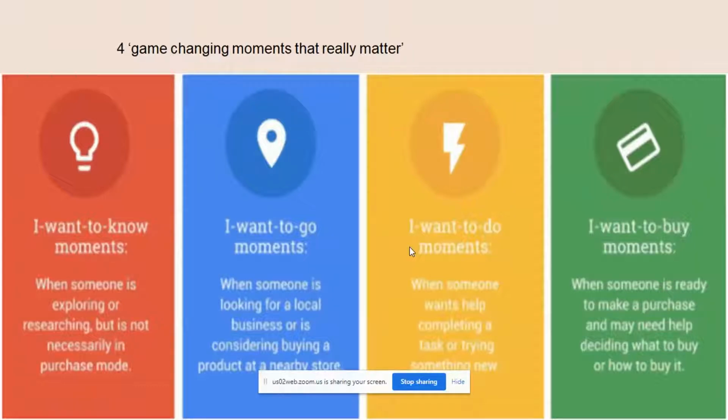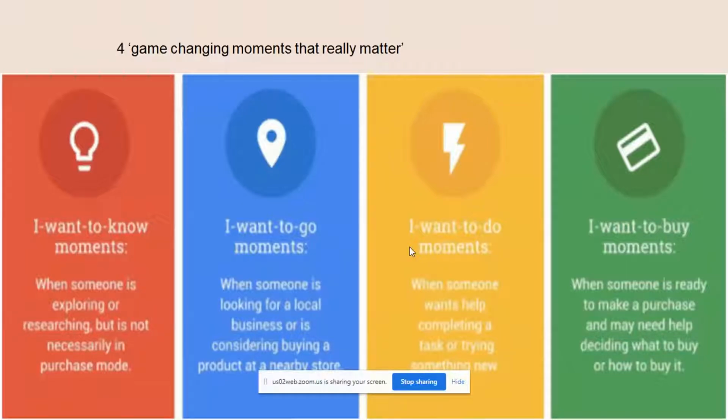Then the second is the I-want-to-go moment, which is when someone is looking for a local business or is considering buying one particular product. So for example, if I have to visit a doctor, the first thing I'll do is try and find a doctor or a hospital which is near me. If that is available, I'll definitely try, or maybe book an appointment and go to that particular hospital. And then you have the I-want-to-do moment, when someone wants help completing a task or trying something new. And then the I-want-to-buy moment, wherein you actually go to a store and buy something, or you go to a hospital, or you get yourself vaccinated with whatever vaccine is available, whether it's Covaxin, Covishield, Sputnik, or anything. That's the decision you are making, and you're getting things done.